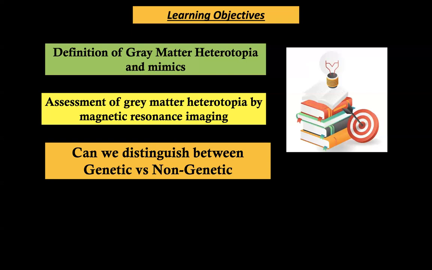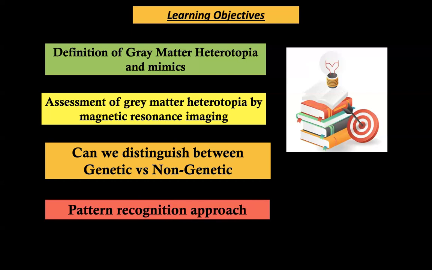And finally, I will show you some cases where we can use a pattern recognition approach to do a genetic diagnosis in cases of gray matter heterotopia associated with other brain findings, or in specific locations, or presenting with specific morphology.